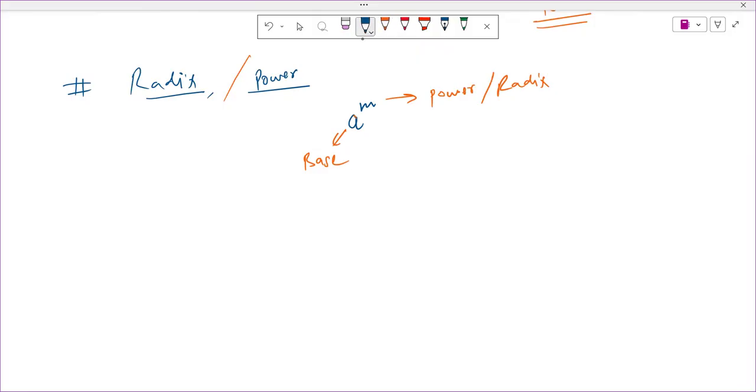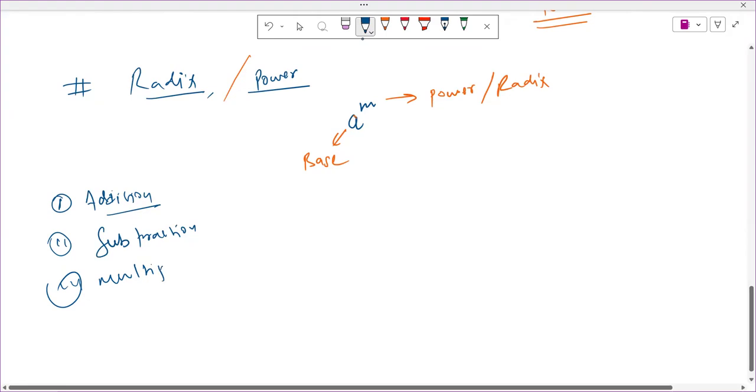Now if we do some operations, we can have addition, subtraction, multiplication, and division.